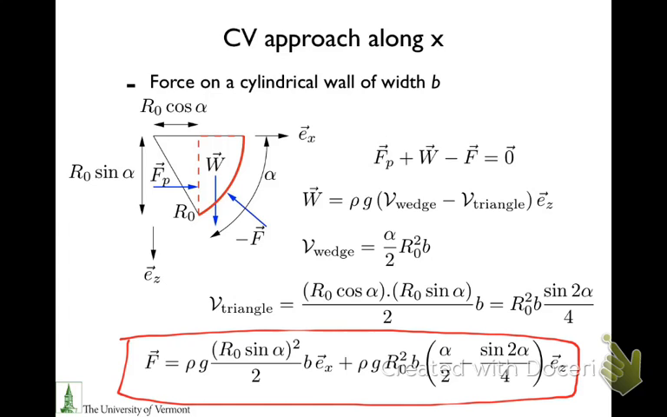Again, if you wonder why this is minus F, remember that when we identify the forces, we identify the forces acting on the fluid within the control volume. So here we have the force of the wall onto the fluid. But what we are looking for is F, the force of the fluid onto the wall. So in our static equilibrium of the control volume, this is minus F.